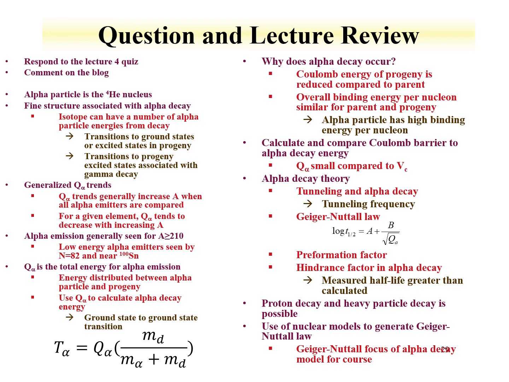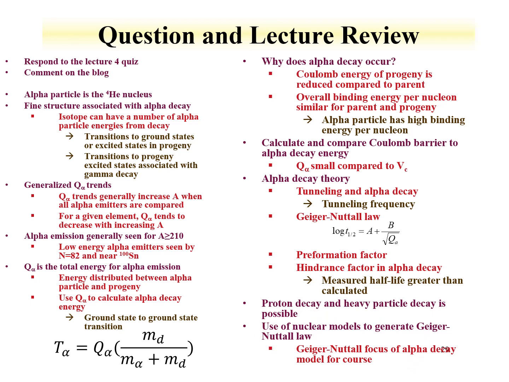There are some aspects of alpha decay theory you should take away from this lecture. One is that tunneling is important in alpha decay, and tunneling frequency is a term that we use to describe a property of the nucleus for alpha decay. We also discussed the Geiger-Nuttall Law, and the Geiger-Nuttall Law is shown here. We went through how the Geiger-Nuttall Law can be derived from other nuclear models. And for this course, the Geiger-Nuttall Law will be the primary model we'll use for alpha decay.